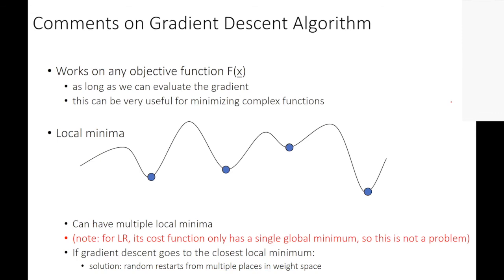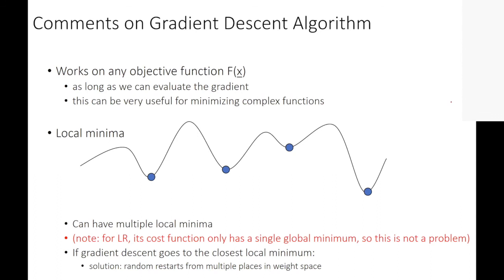So, to summarize, comments on the gradient descent algorithm: it works on any objective function as long as we can evaluate the gradient, and this can be very useful for minimizing complex functions. The issue is that it can have multiple local minima, but for our linear regression, because there's only one single global minimum, there's no problem using gradient descent. We don't need to worry about it.